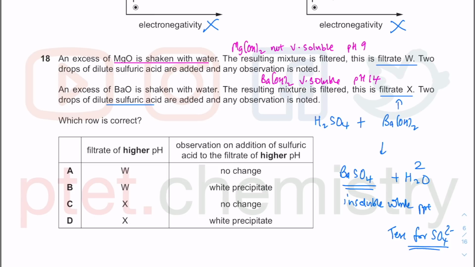So observation on addition of sulfuric acid to the filtrate of higher pH. The higher the pH, the more alkaline the solution, so more basic. The one which is the more soluble hydroxide will be the more basic. Since this is more soluble, this filtrate will belong to X. That is the more alkaline one. That is barium hydroxide. And when you add sulfuric acid to barium hydroxide, you're going to get a white precipitate. That is your test for sulfate there.